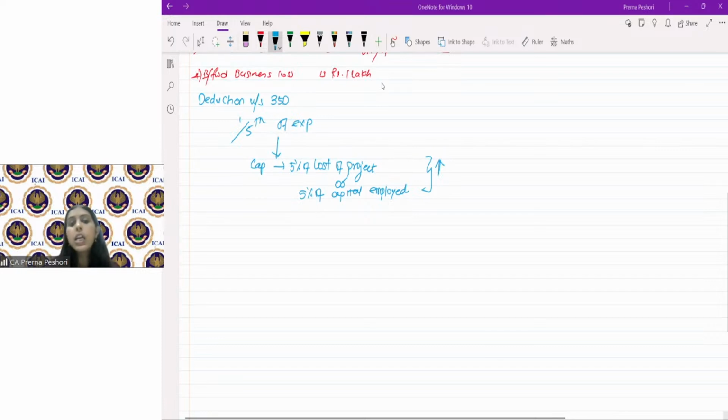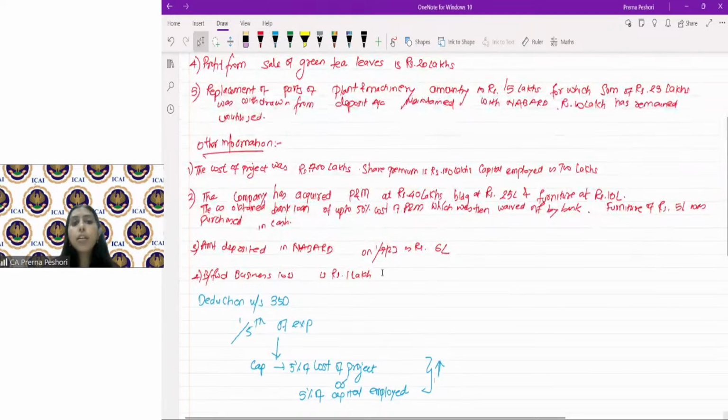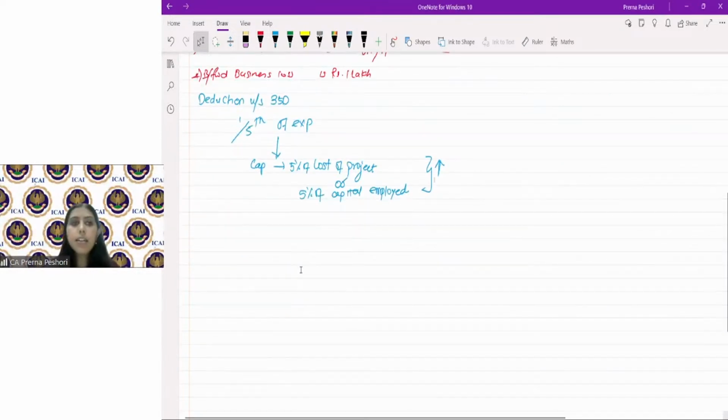Are we getting that? Now, in this particular case, what is my 5% of the cost of the project? What is the 5% of the cost of the project? Yes, what is that? The cost of my project is 400 lakhs, right? So 5% of 400 lakhs. So 400 into 5%, which comes to 20. So 20 lakh.